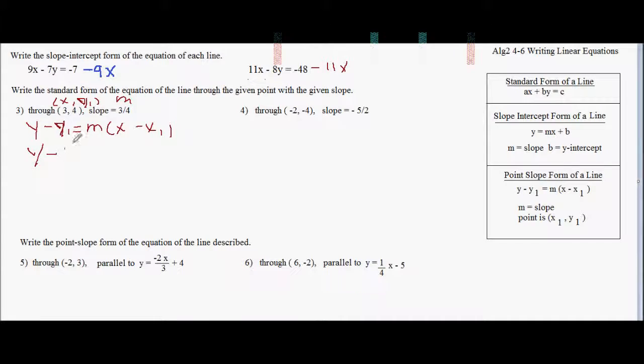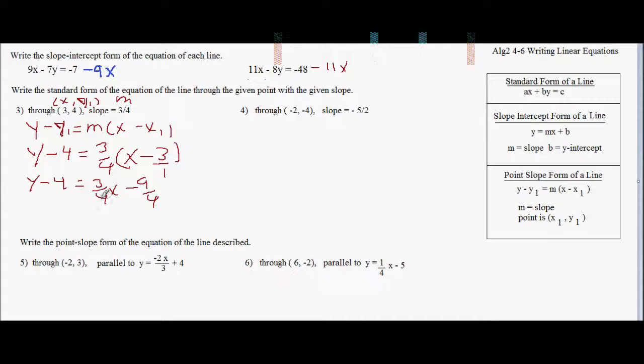So it's y minus, well, y1 is 4. And the slope is 3/4, 3 over 4. X minus, x and y are variables, so they don't go anywhere. And x1 is 3. Okay? So that's the point slope form, so I have to distribute and then move around stuff. So we get y minus 4 equals 3/4 x minus, well, this is a 1. 3 times 3 is 9 over 4.